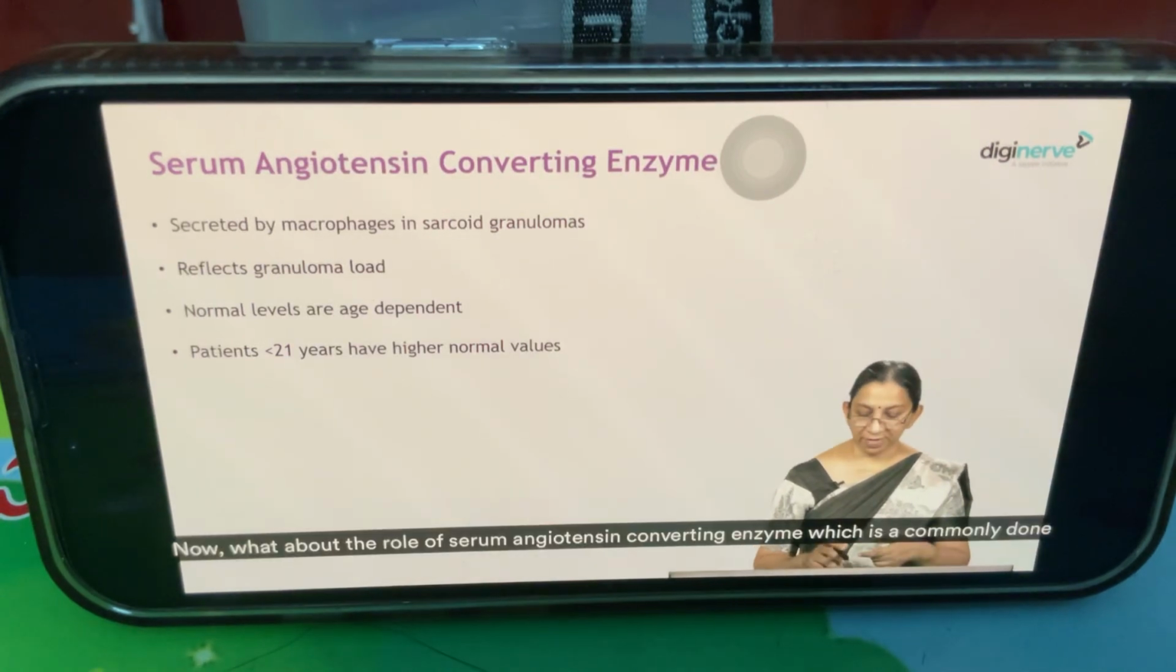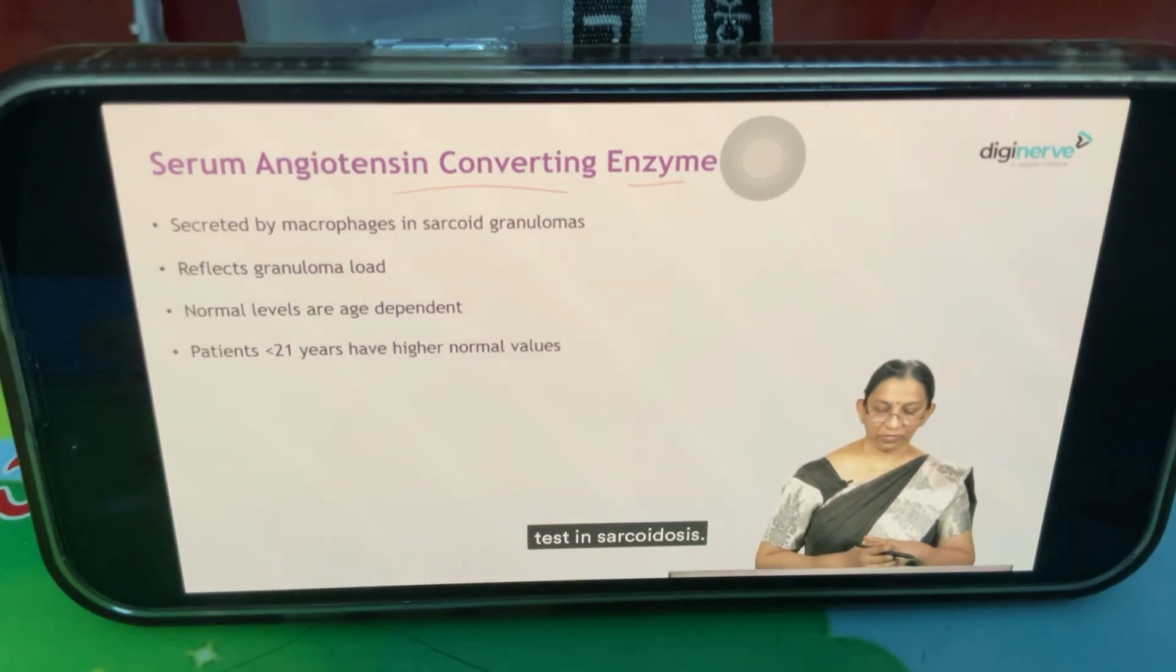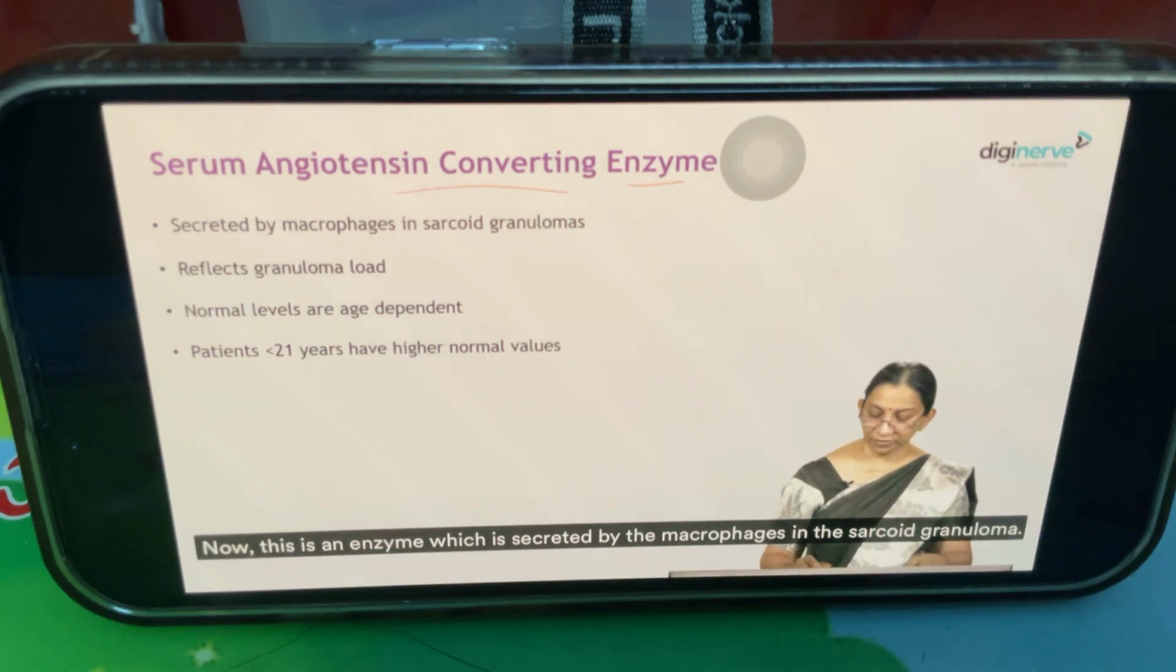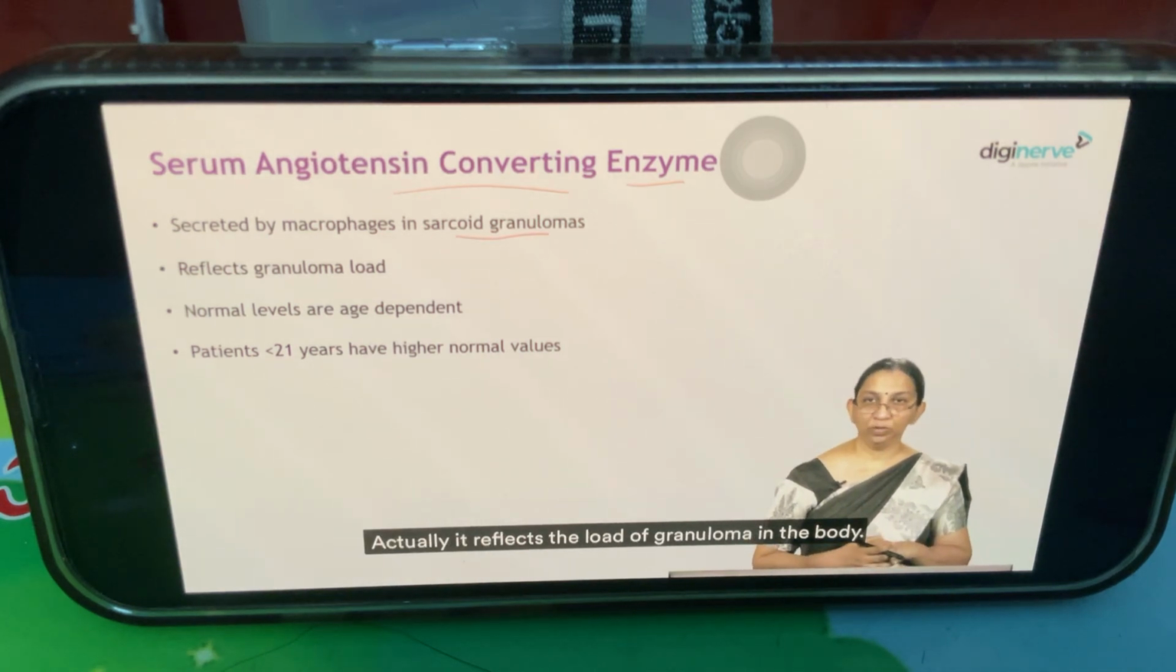What about the role of serum angiotensin converting enzyme, which is a commonly done test in sarcoidosis? Now, this is an enzyme which is secreted by the macrophages in the sarcoid granuloma. Actually, it reflects the load of granuloma in the body.